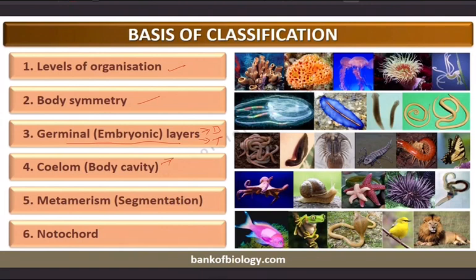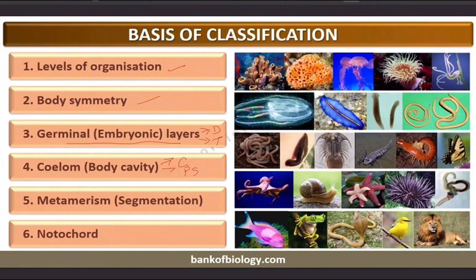And then comes the body cavity or coelom. A body cavity means an internal space present inside the body. On the basis of body cavity, animals are of three types. One, there is a full-fledged body cavity lined by mesoderm. Such animals are called coelomates, meaning animals having a true coelom, body cavity, like annelids, molluscs, arthropods, hemichordates, and of course ours, chordates.